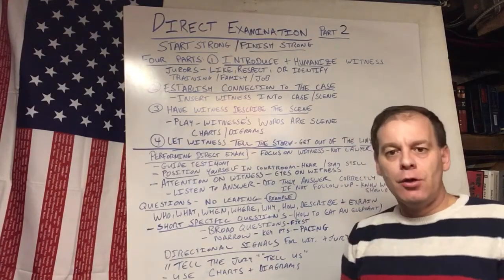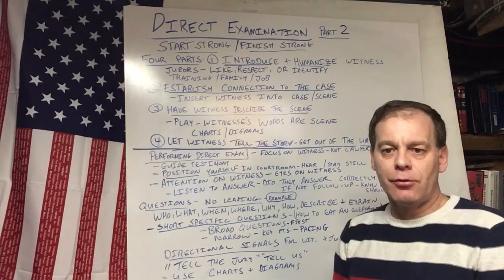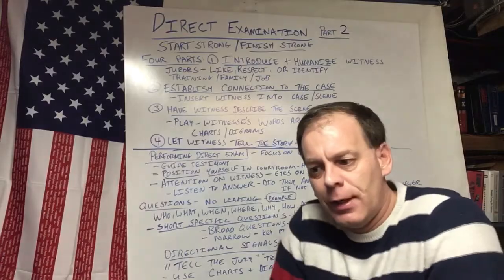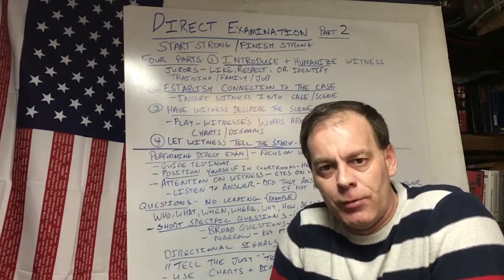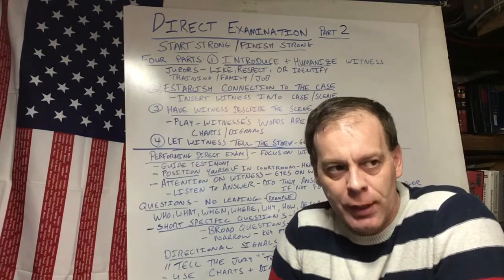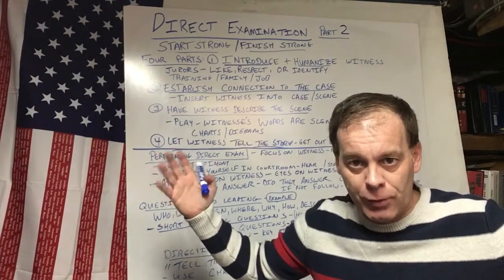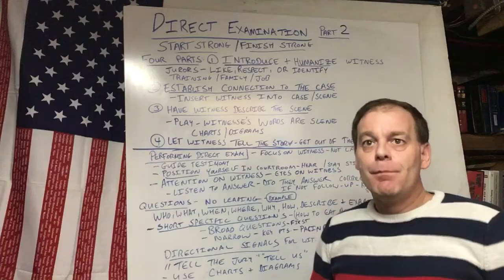Another thing that's a good thing to use for direct examination is directional signs or signals. This is both for the witness and the jury. I want to say, officer, I want to talk about what happened on February 14th, 2019. Were you working as a police officer? Look, everybody in the courtroom, including the officer, knows we're going to talk about February 14th, 2019.